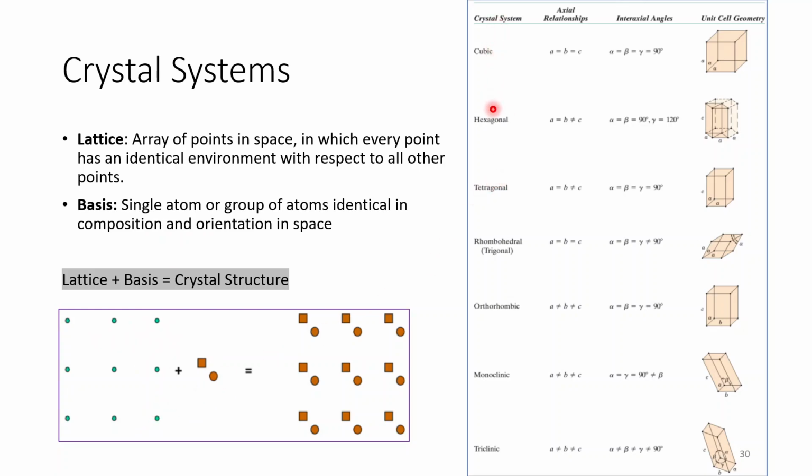Now crystal systems can be of 7 types based on these axial relationships. a, b, c are your axes, and alpha, beta, gamma are your interaxial angles. In the case of cubic, these will all be equal and it has the highest symmetry. Least symmetry will be in the case of triclinic, in which none of the axes or angles are equal.